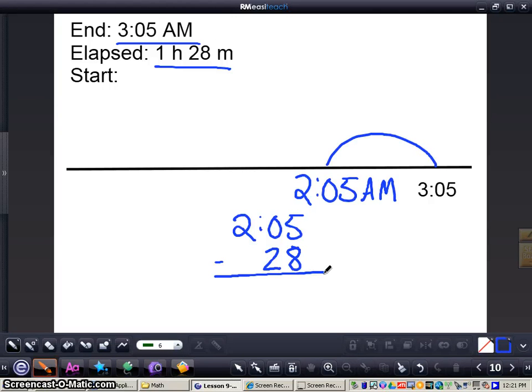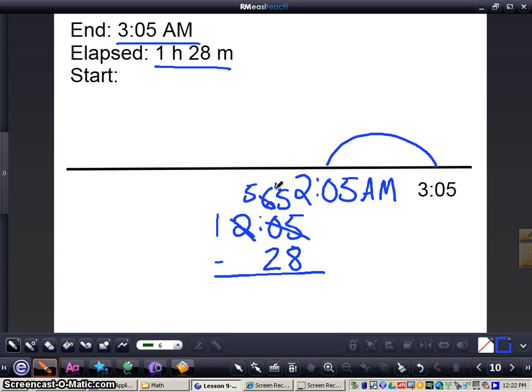We cannot take anything away from 0, so we're going to change this 2 to a 1. Okay, and we're going to add 60 minutes, because we're going from an hour, we're converting that to minutes over here, so we're going to change that 60 to actually a 65. Okay, now 5 minus 8, we still cannot do that. We're going to take that 6, make that into a 5, make that 5 into a 15 now.